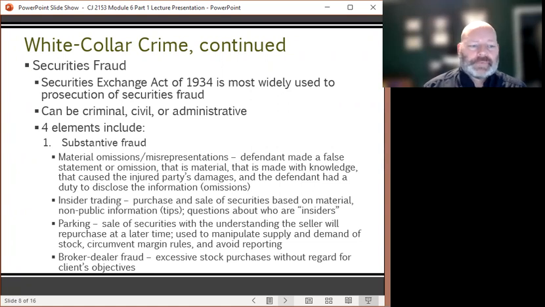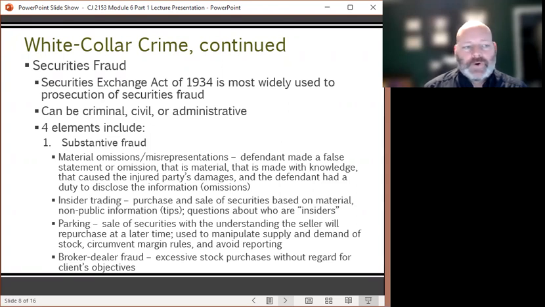Parking is another type of substantive fraud. This is when the sale of securities occurs with the understanding that the seller will repurchase the securities, repurchase the stocks or bonds at a later time. This is used to manipulate supply and demand of stock, circumvent any margin rules for paying at the margin, and avoid the reporting of sales.